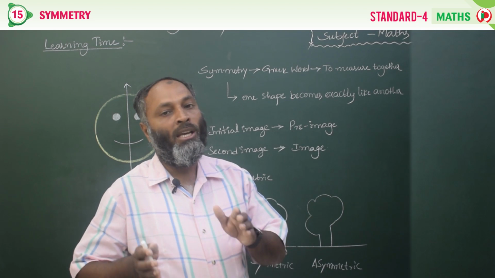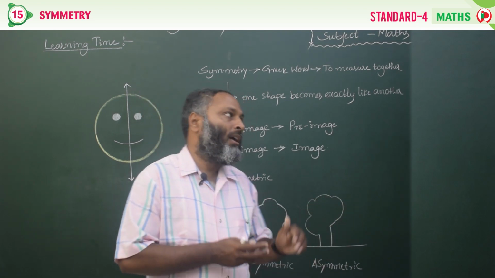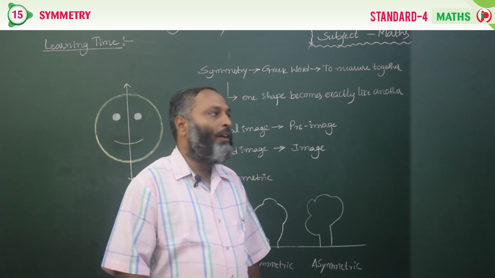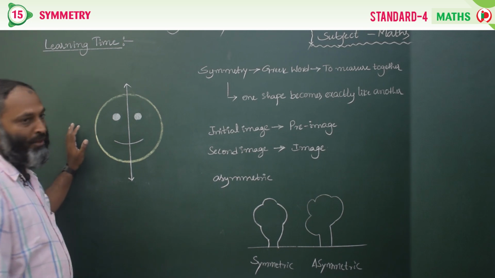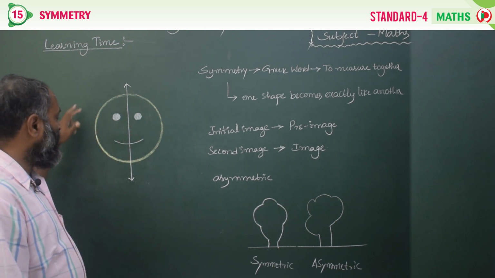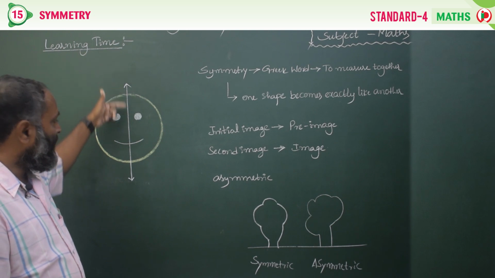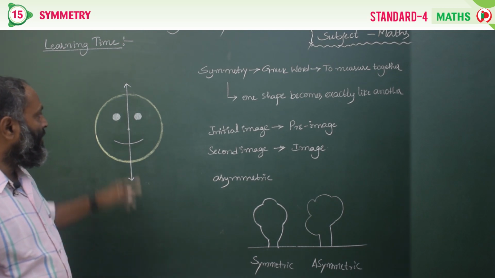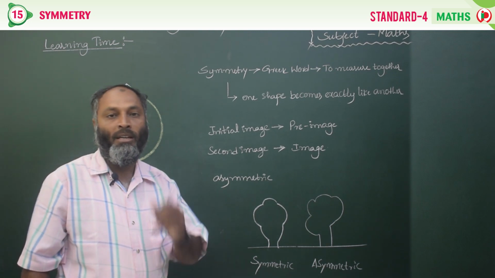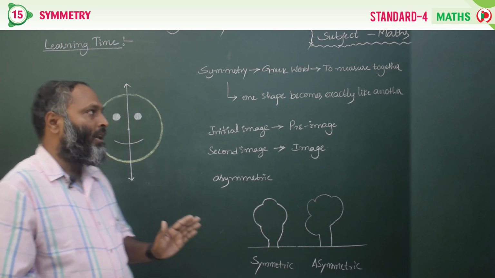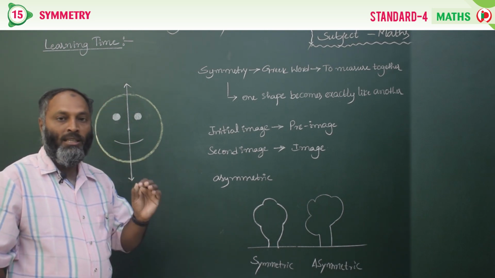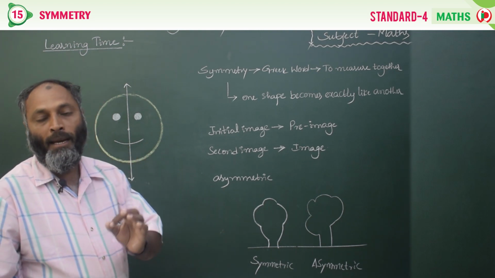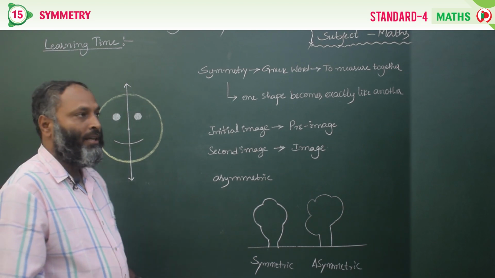So what is the meaning of symmetry in the Greek word, and what is the definition of symmetry in maths? Now after that, see here, there is a smiling face with a circular shape. One line we draw from the circle's center, a vertical line. So this vertical line exactly divides this smiling face into two identical shapes. How many? Two identical shapes.